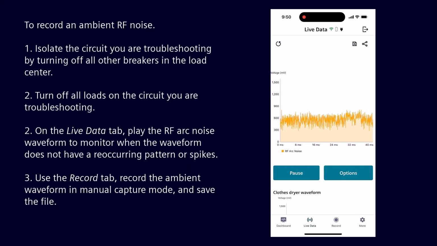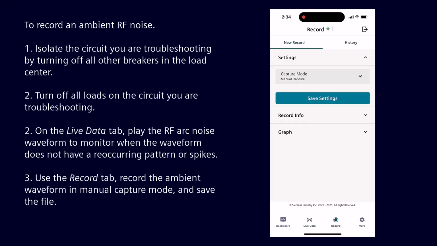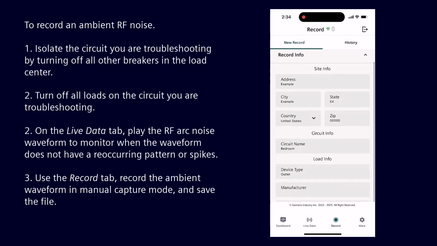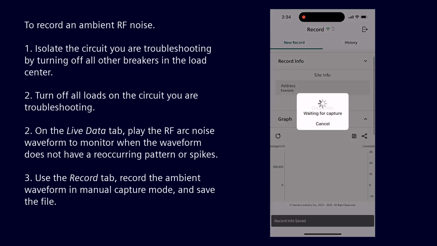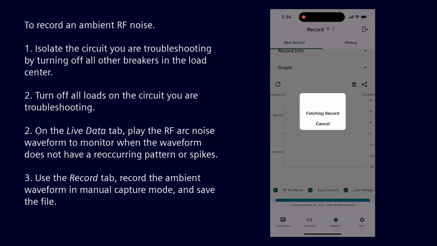Connect to the IntelliArc with the mobile app, go to the Live Data tab, and observe the RF noise waveform. A relatively flat waveform is desired without any spikes or repeating arc patterns. With the ambient RF noise established, go to the Record tab, set capture mode to manual capture, fill in the record info, press record, and save the waveform. With this ambient recording, you can now compare it when turning on loads and breakers.